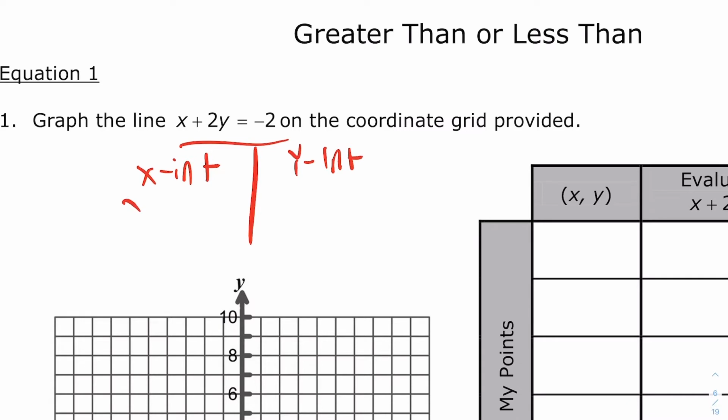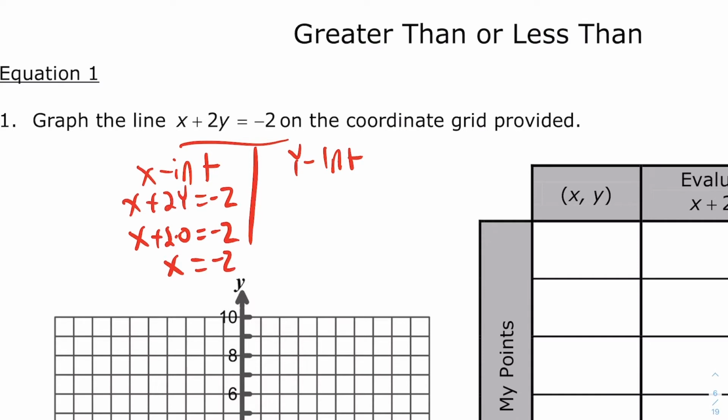You find the x-intercept by taking the original equation and you're going to put 0 where y is. So you'll put x plus 2 times 0 equals negative 2. You'll simplify it from there. 2 times 0 is 0. X is now equal to negative 2.